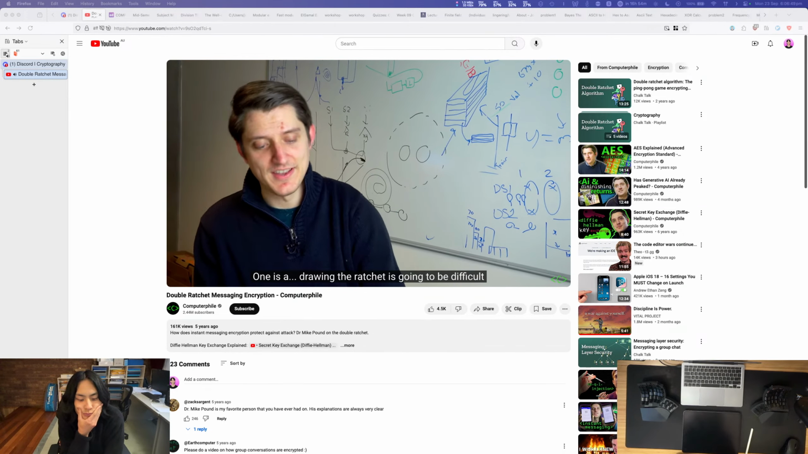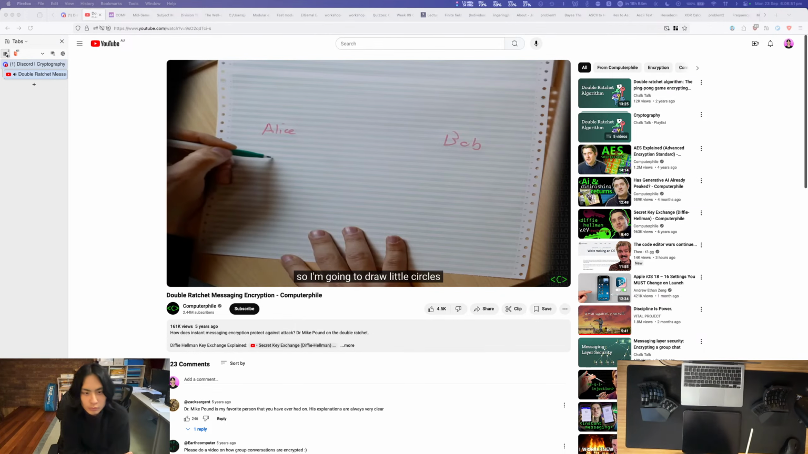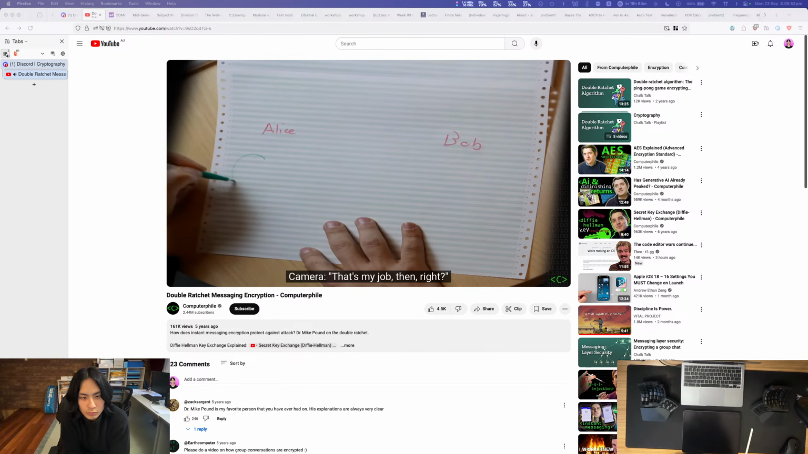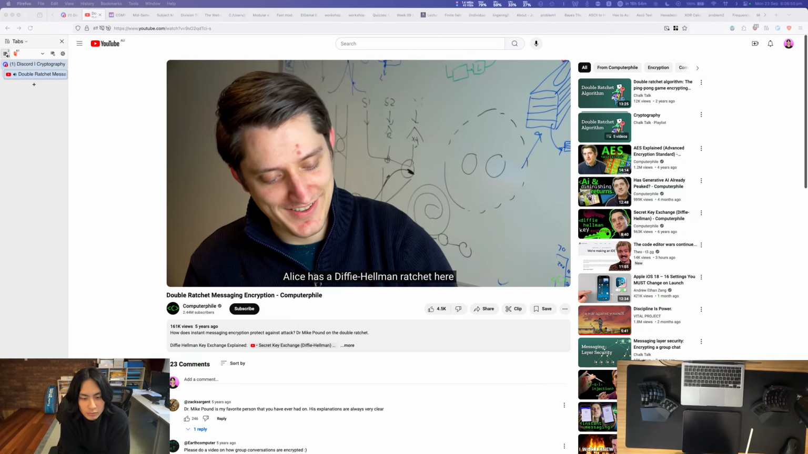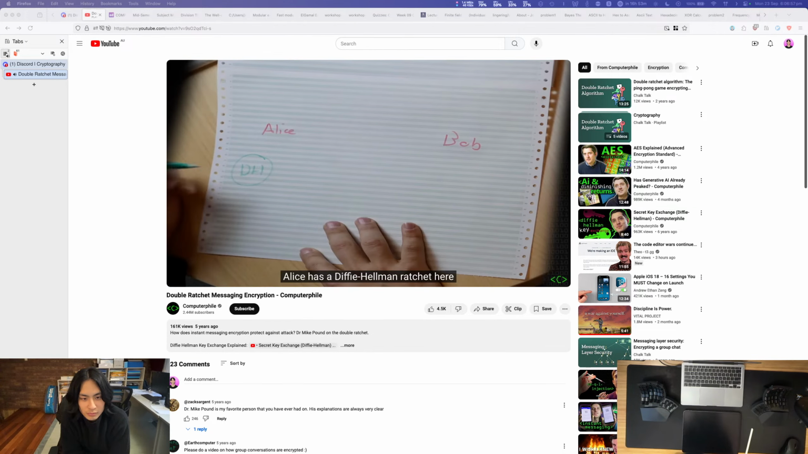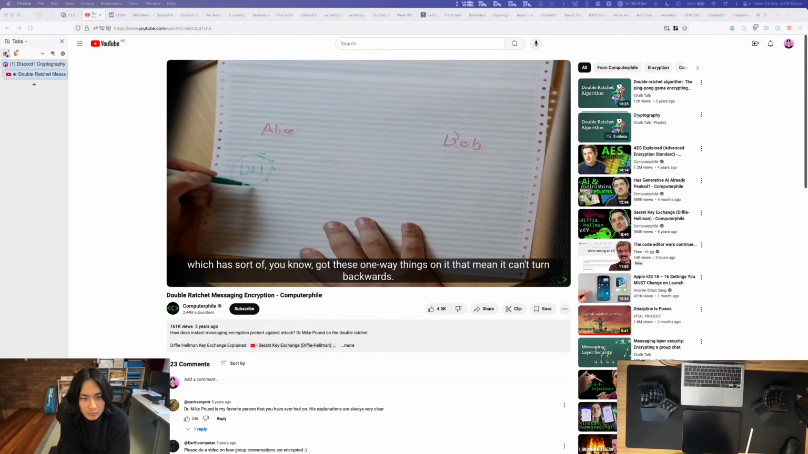Drawing a ratchet is going to be difficult, so I'm going to draw them as circles. That's my job then, right? Yeah, that's your job, sorry. So Alice has a Diffie-Hellman ratchet here, which has these one-way things on it that mean it can't turn backwards, right?